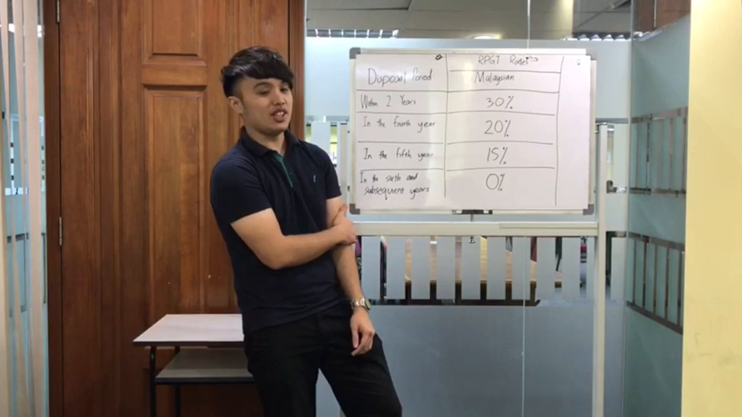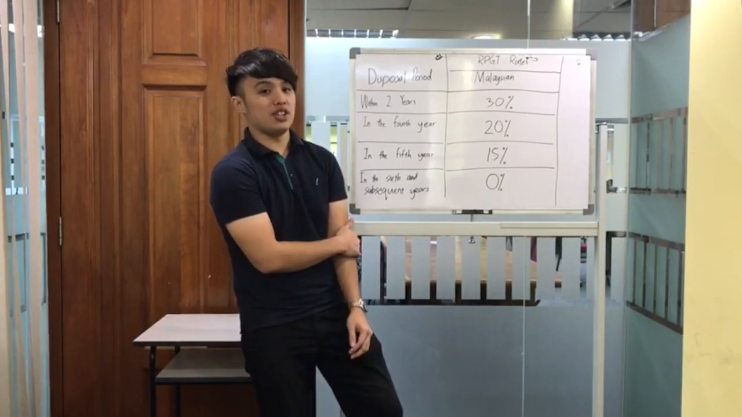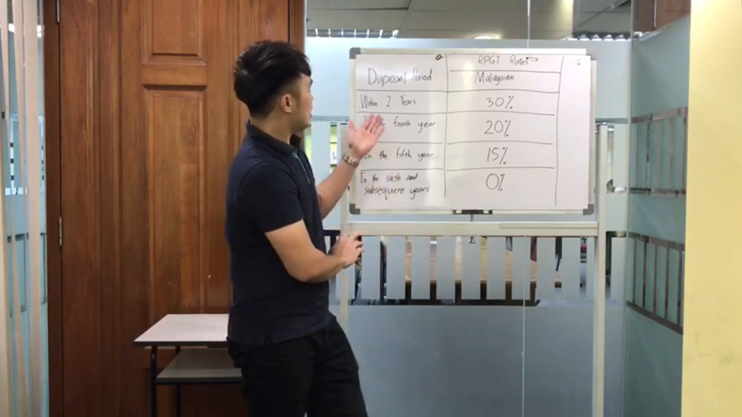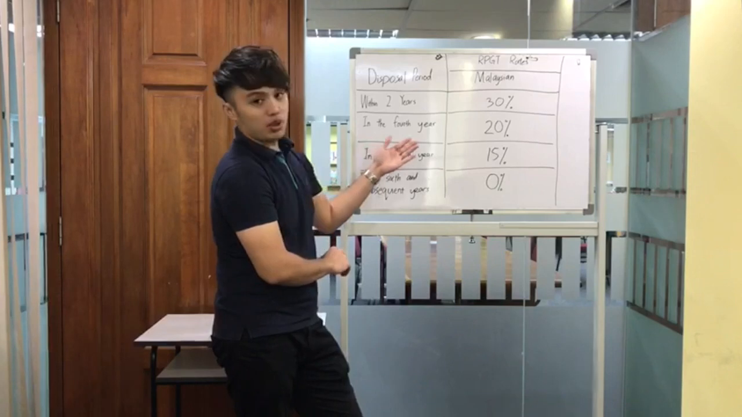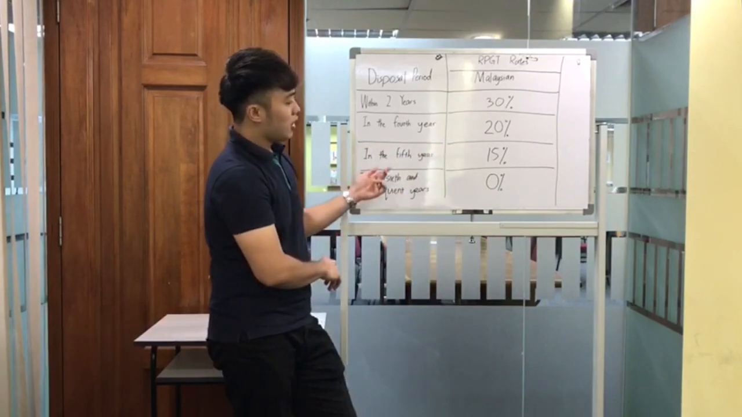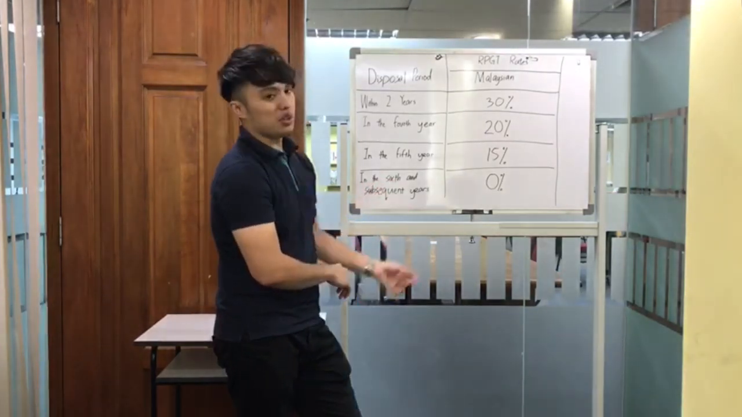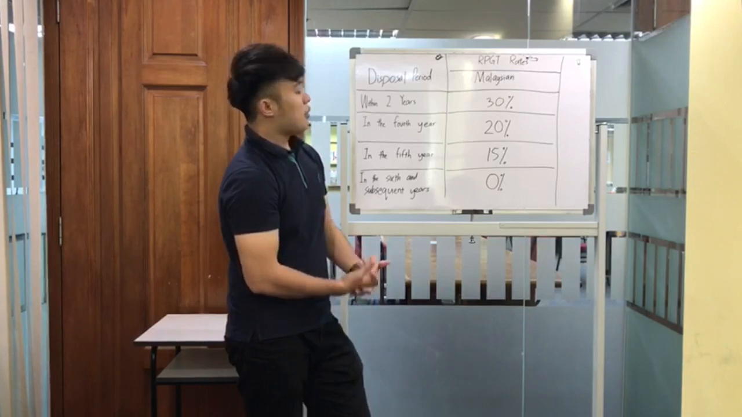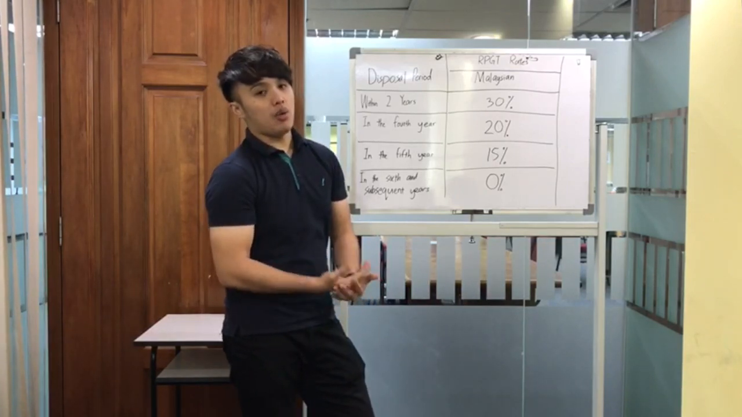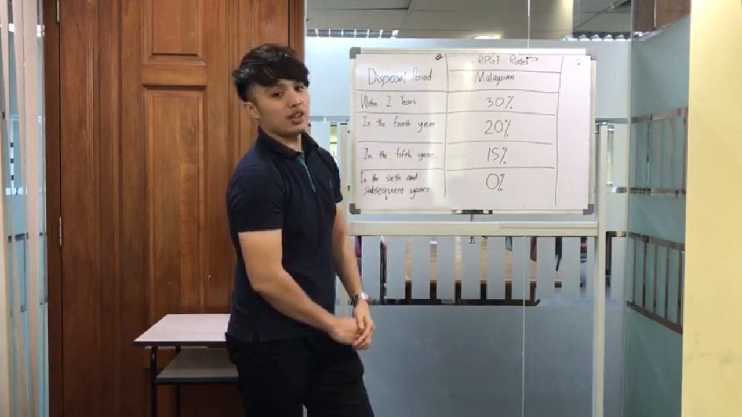Today I would like to present the RBGT rates. In the table you can see that for different disposal periods, we have different RBGT rates. Within 2 years, the RBGT rate will be 30%, in the 4th year it will be 20%, in the 5th year 15%, and in the 6th and subsequent years it will be 0. For example, if I buy a property and I want to sell it within 2 years, the RBGT rate will be 30%.